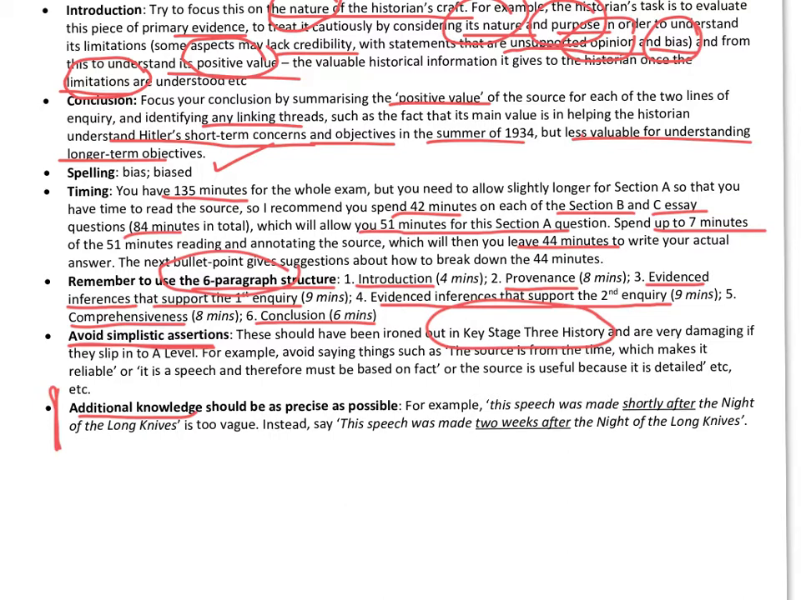So within every single paragraph, it's almost like a little checklist. In every paragraph you write, everything you say has got to be in the context of your precise additional historical knowledge. And when we say precise additional, I've given an example there. If you say the speech was made shortly after the Night of the Long Knives, no mark. It tells you that in the provenance. If you say the speech was made 14 days after, then that's precise. If you say, shortly after the speech, Hindenburg died, that's too general.